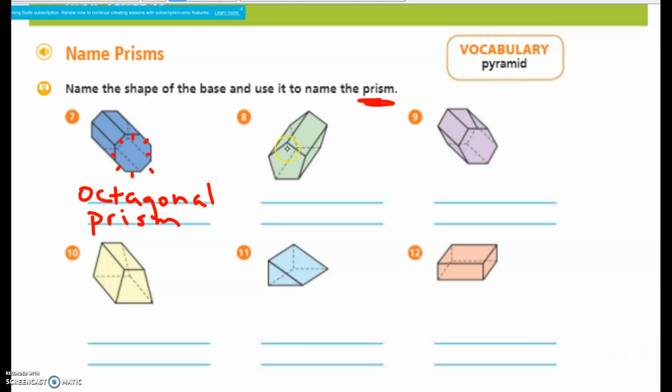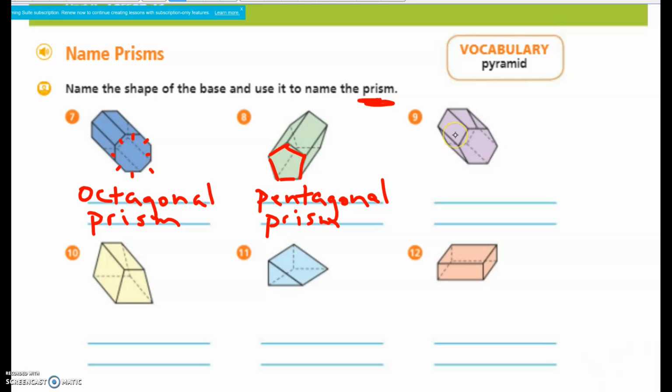All right, let's take a look at this one. 1, 2, 3, 4, 5. Okay, there's 5 on either side. So 5 is a pentagon. So I'm going to write the word pentagon, and then I'm going to add the AL on it. Prism.